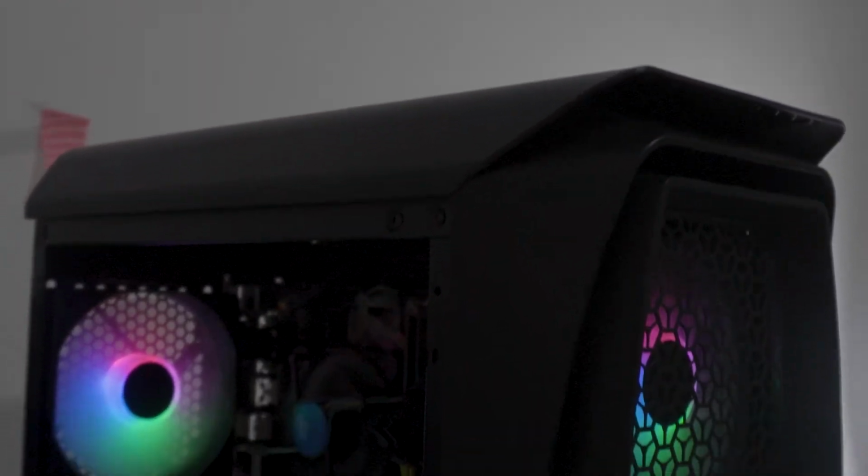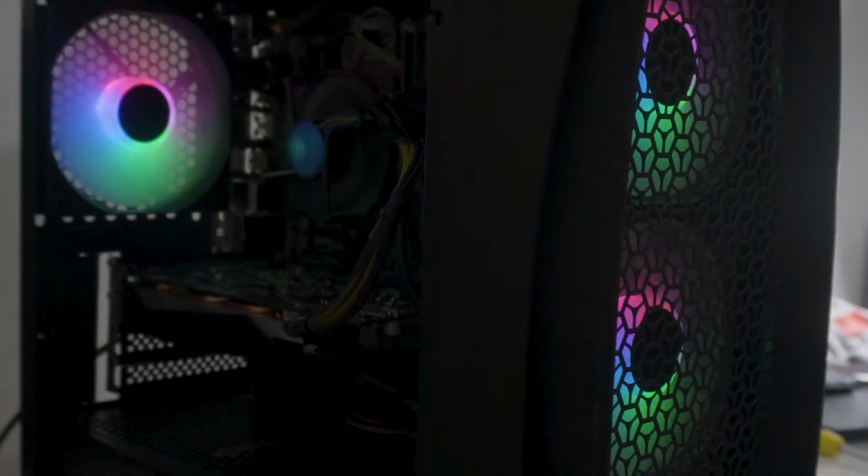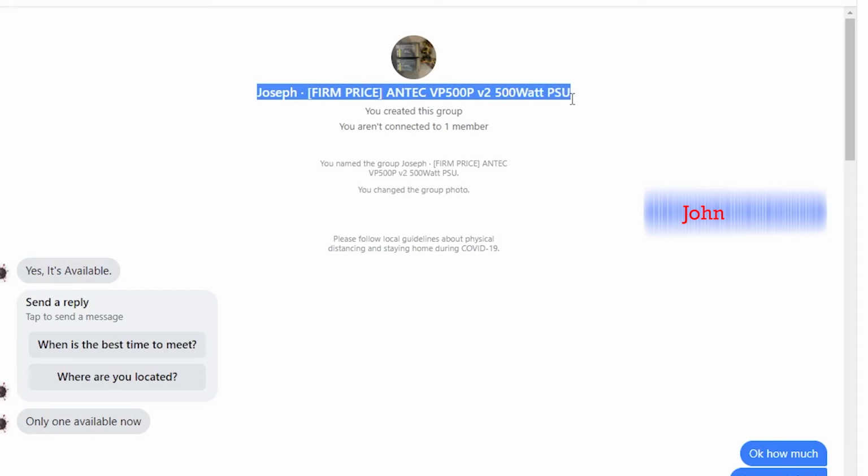So I was on Facebook looking for a power supply for my i5 590 computer. I'll put it on screen right now. I was looking for a power supply, 500 watt at least, to support a GTX 960. So I hopped onto Facebook as always, and I searched up 500 watt power supply. And so I found this guy. Let's just say his name is John.